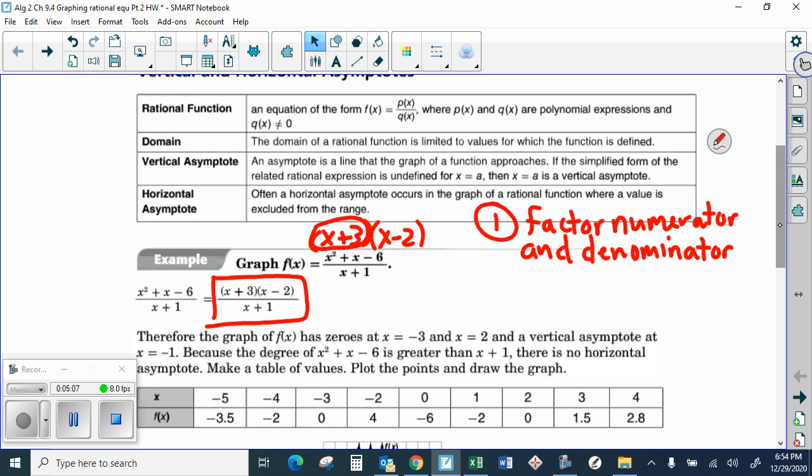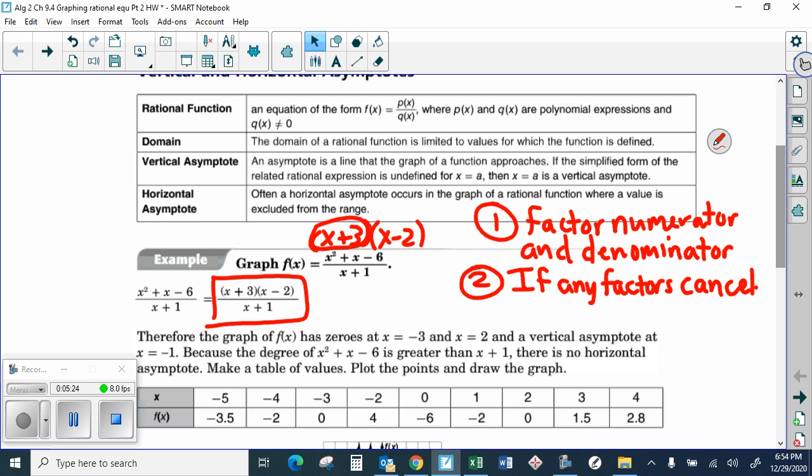All right, factor numerator and denominator. Step 2: if any factors cancel, just cancel them, then there's a hole there.